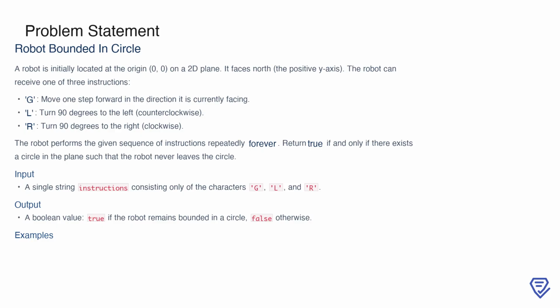The sequence of instructions given to the robot is executed repeatedly forever. The task is to determine whether the robot's movement is bounded, meaning it never leaves a circular region on the plane. If the robot is bounded in a circle, we return true, otherwise, we return false. The input to our problem is a string consisting of the characters G, L, and R, and the output is a Boolean value indicating whether the robot is bounded or not.